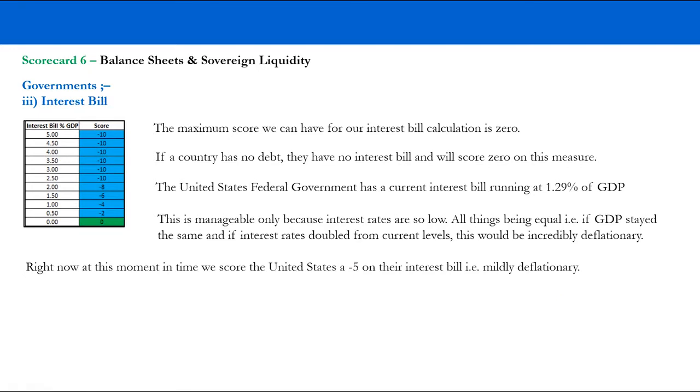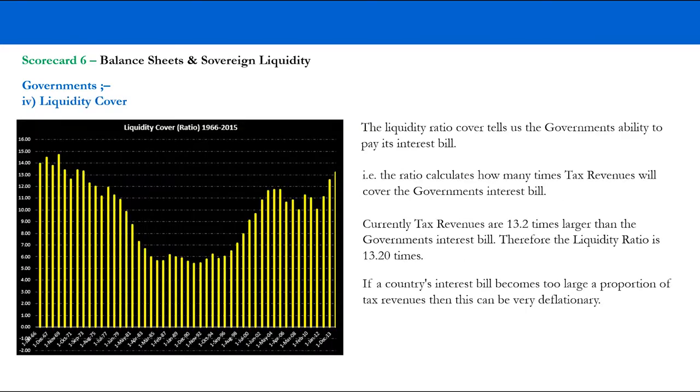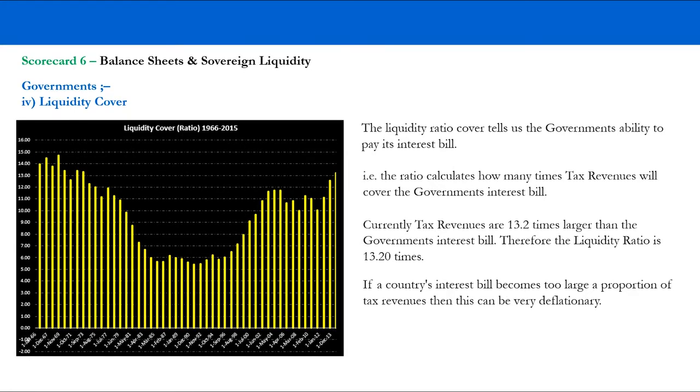Again, think of this in overall scorecard terms, and all of these drivers adding a net positive or a net negative to the overall number. Now let's have a look at the liquidity cover ratio for the United States government. So the liquidity cover ratio, what does it tell us? Well, it's basically a solvency test for the government. So we're testing the government's ability to pay its interest bill.